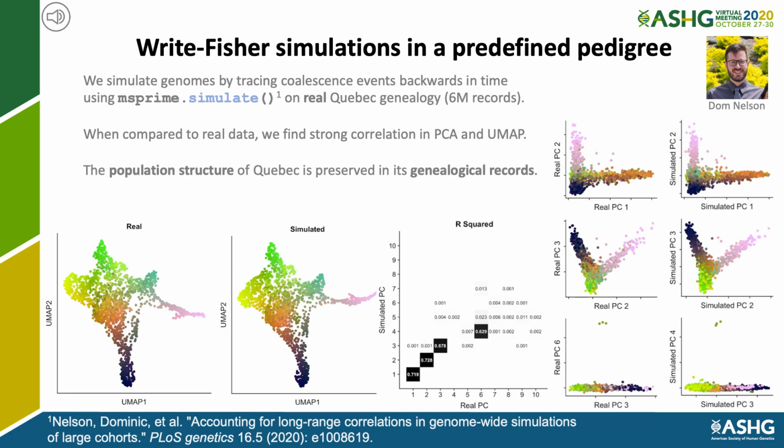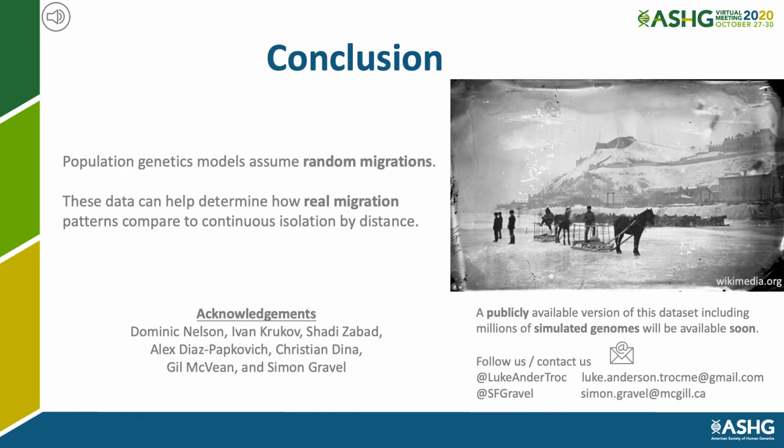The recent colonial history in Quebec has both shaped the population and is preserved in genealogical records. Our best population genetic models assume random migration patterns. These genealogical data can help determine how granular idiosyncratic migration patterns eventually turn into continuous isolation by distance.